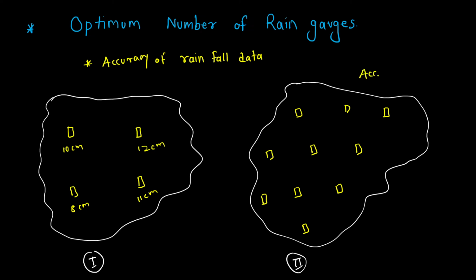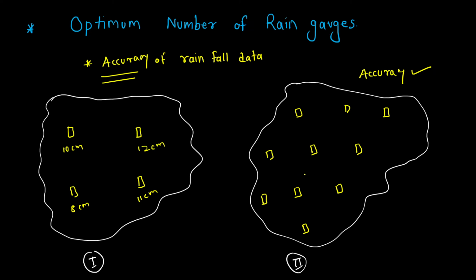Accuracy will be more in the second case, as compared with the first case. Why will accuracy be more? Because the number of rain gauges present here is more as compared to the first one. But we cannot just keep on increasing the rain gauges, because the cost will also increase. There has to be some minimum number of rain gauges for which we can get the required degree of accuracy. Once again, the number of rain gauges depends upon the accuracy of data that is required. If we want more accuracy, then the number of rain gauges has to be increased. But this is all from a theoretical point of view.